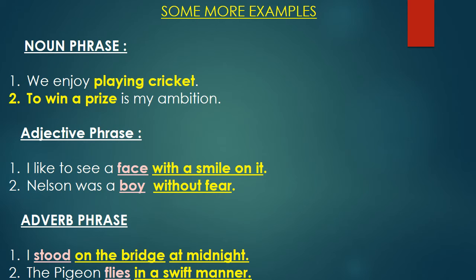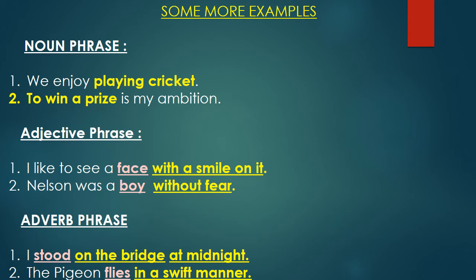So children, here are some more examples. See the first one, noun phrase. We enjoy playing cricket. The question is, what do we enjoy? And the answer is playing cricket. So it is a noun phrase. Second one is, to win a prize is my ambition. What is my ambition? To win a prize. So it is a noun phrase.